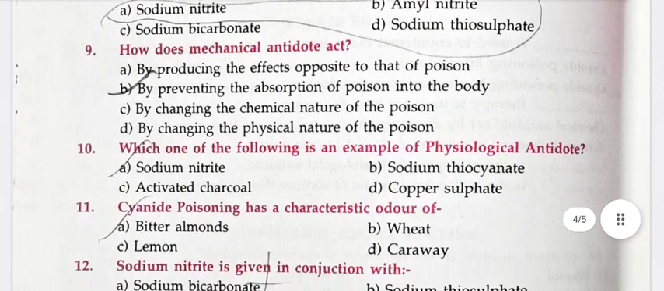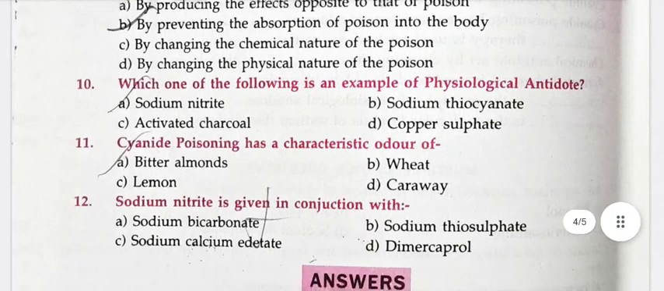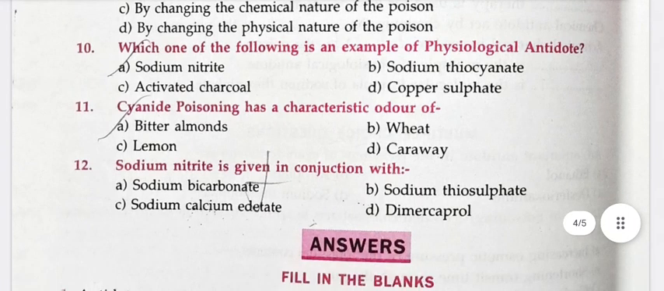Which one of the following is an example of physiological antidote? Sodium nitrite. Cyanide poisoning has a characteristic odor of bitter almond.